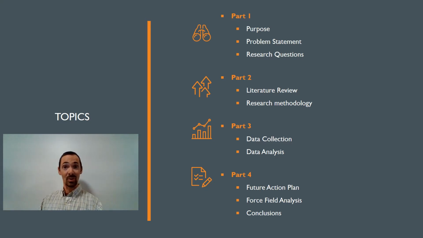Part 2 goes into a literature review, what other findings have been found out about the topic. And then there's research methodology, basically, how are we going to study the item that we are interested in. Part 3 is the actual getting your hands into the mud of data collection, and then taking that data and doing data analysis. And then part 4 is ultimately doing things such as a future action plan, the force field analysis, and then a wrap up with conclusions.